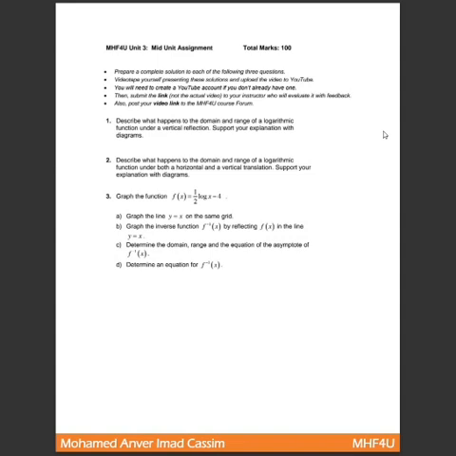The next step, we have to determine the transformation that needs to be done to the basic graph to obtain the graph for the function we want. Vertical compression by a factor of half, and vertical translation of 4 units downwards. Okay, so we'll look into question B. Graph the inverse function f inverse of x by reflecting f(x) in the line y equals x.